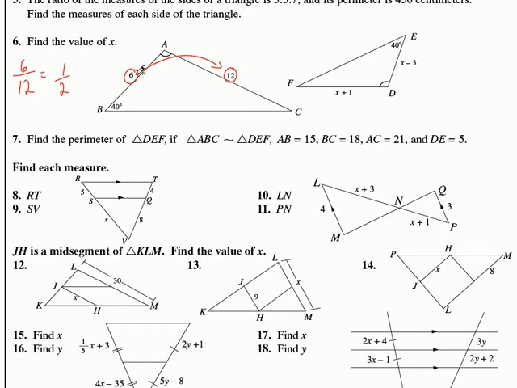All right, so what we're going to do is we go 6 to 12, and then we're going to go x minus 3 to what? 12's opposite the 40. What's opposite the 40 over here? The x plus 1. So I'm going to compare them like this. Do you see it? So if I go 6 to 12, I have to go x minus 3 to x plus 1.